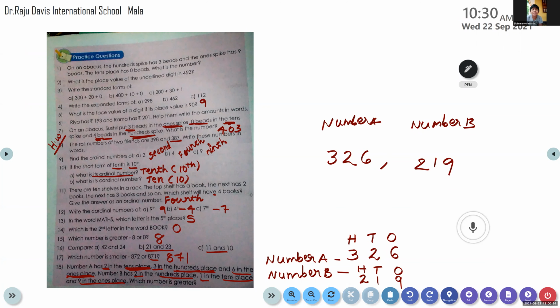Wait. You have to compare and give me, who will give me answer? Yes, Prayaga, please give me the answer. 326 or 290? Which one is greater? Others, please keep your audio muted. 326. That is number A. Yes, my dear. I am going to wind up. So please write number A is greater than 326.